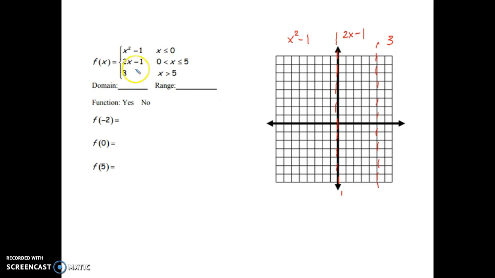So I'm going to start with the 2x minus 1 because that's a linear that's easy to graph. So if I go to negative 1, that's my y-intercept, and then my slope is 2, so I'm going to go up 2, right 1. And I'm just going to keep graphing for all the points inside my section here from 0 to 5. So this is what my graph looks like.